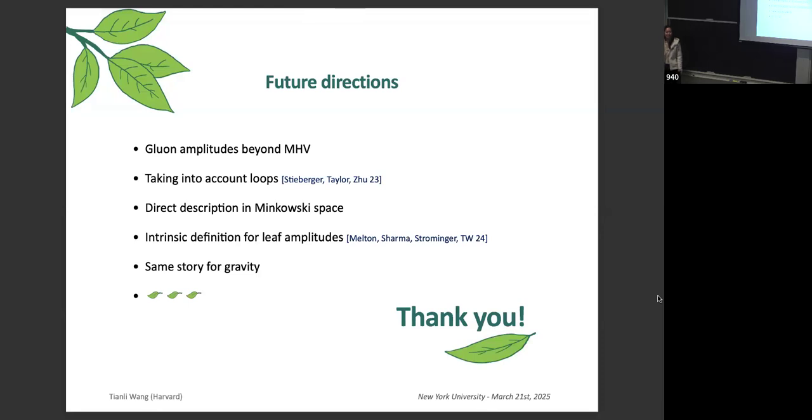We could find leaf amplitudes for open string amplitudes. They're more complicated, but sometimes they simplify. Amplitudes for open strings, so how would you then go on defining them?